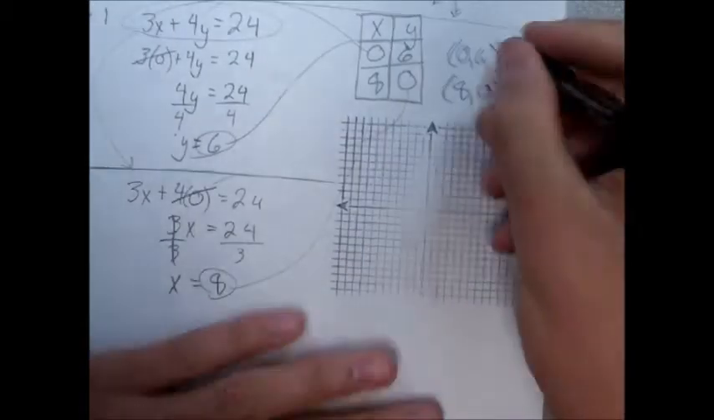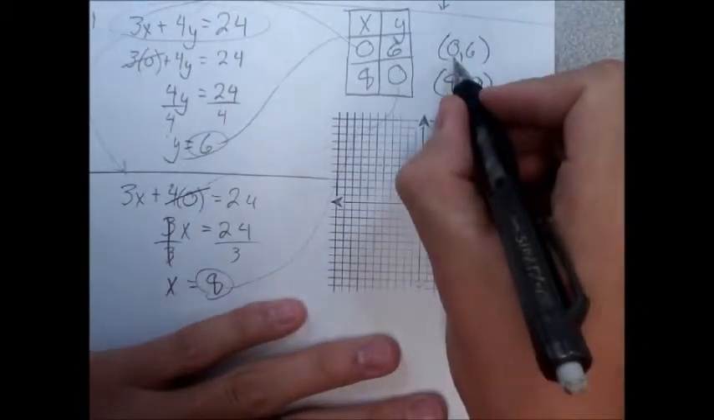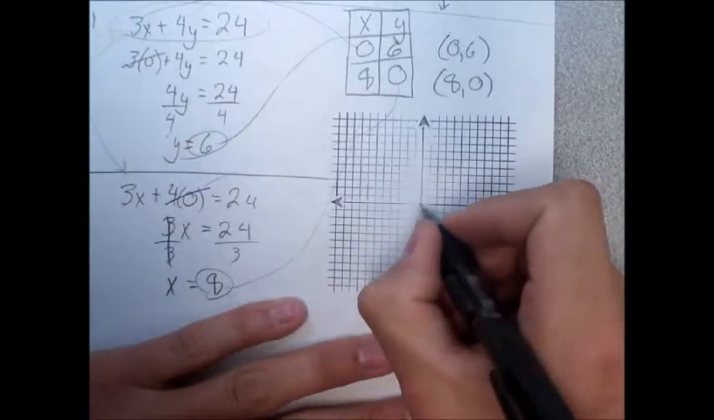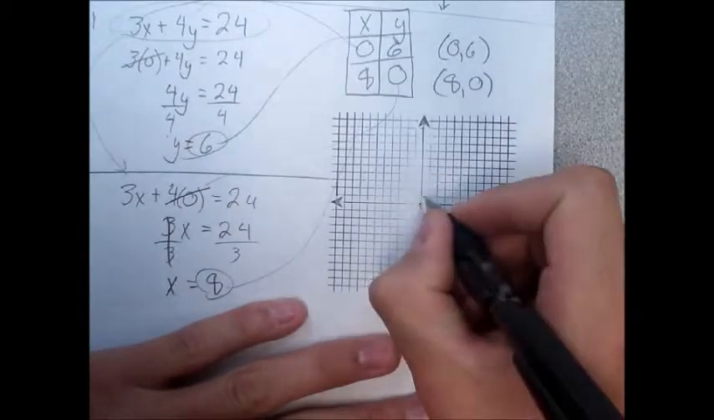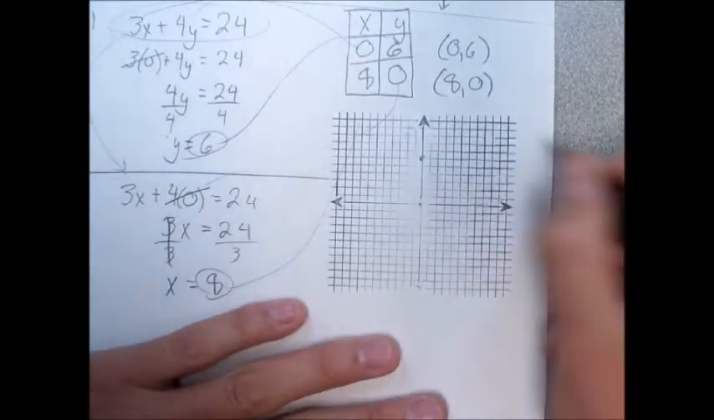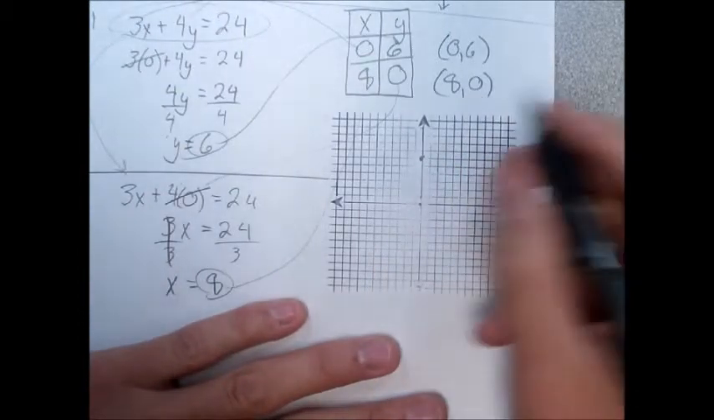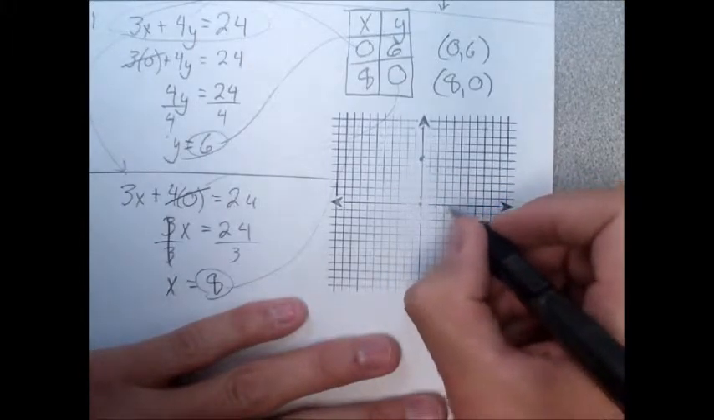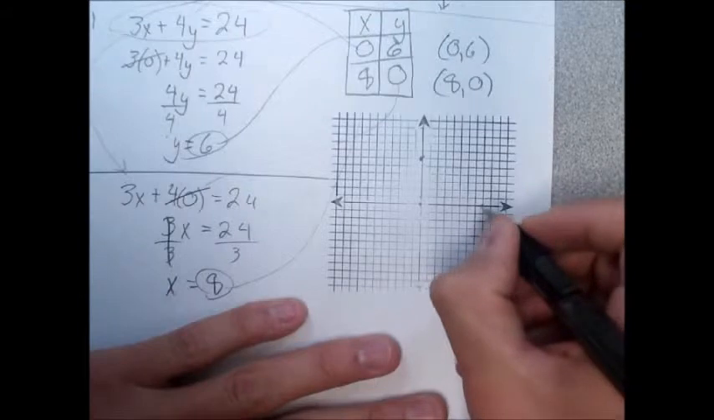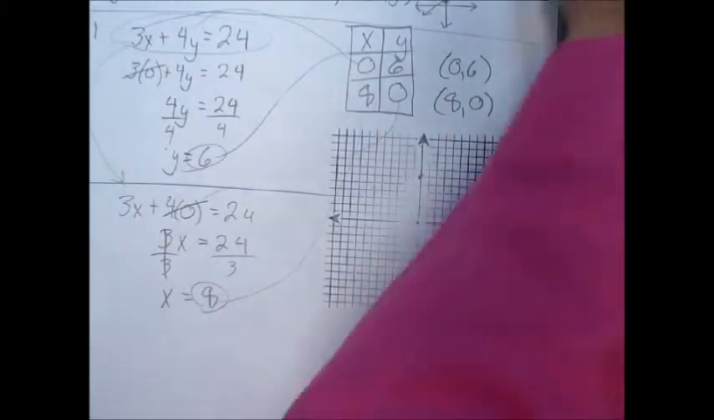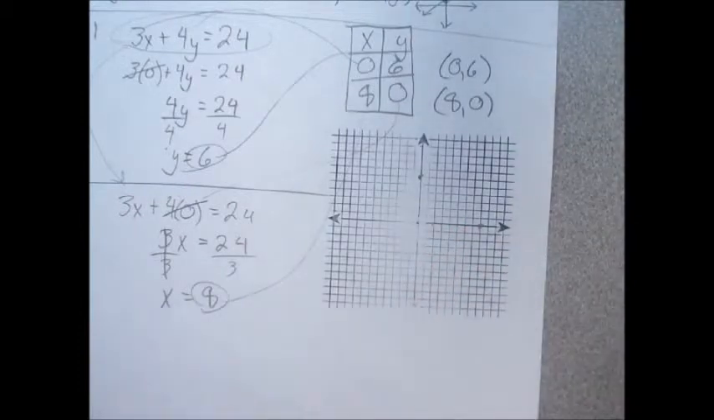Okay, so I'm going to graph (0, 6). That's 0 in the x direction and 6 in the y direction. So 0 in the x direction, I start at my origin and I go 6: 1, 2, 3, 4, 5, 6. There's 1 point. Then I graph my x-intercept. It is 8 in the x direction: 1, 2, 3, 4, 5, 6, 7, 8. And I plot that point, and I simply connect it with a straight line.